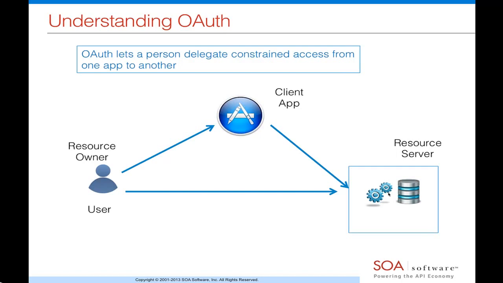So OAuth allows you essentially to give restricted access to the client app without ever divulging his user ID and password, his credentials, to the client app. The user ID and password mediation happens directly between the resource owner and the resource server, and the client app just gets an authorization token, which it can use to get access to the user's resources.